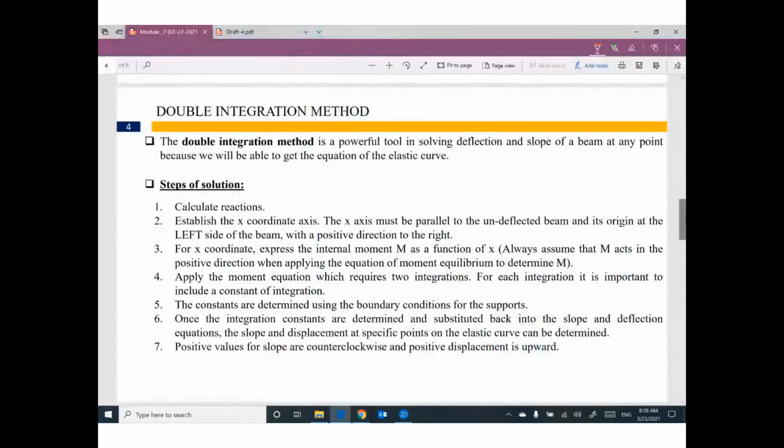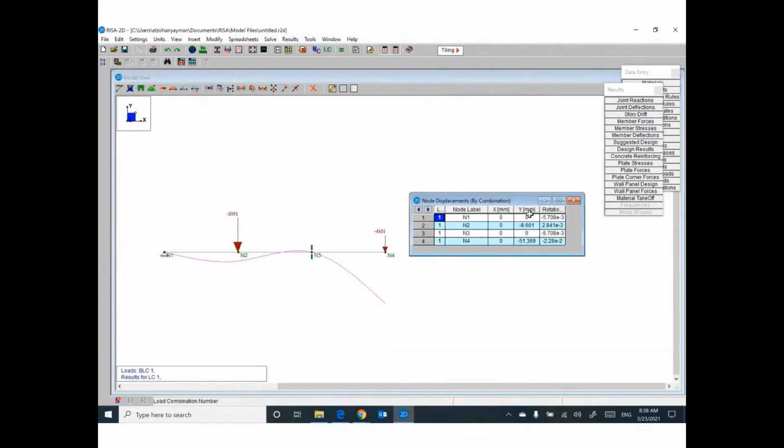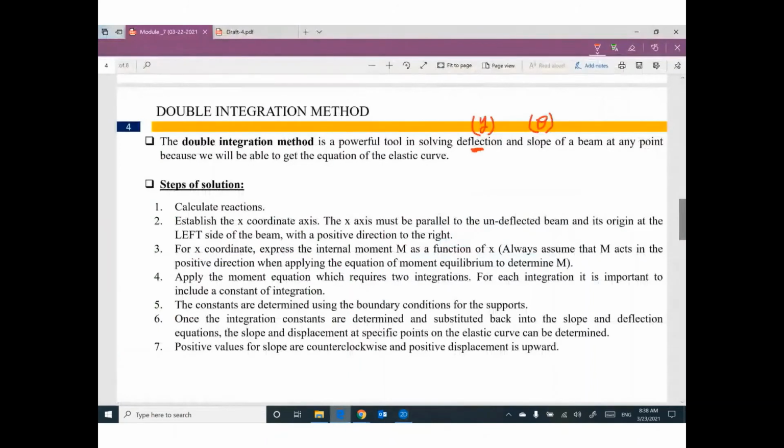Okay, let's start with the first method, double integration method. Double integration method is a powerful tool in solving deflection. Why? Slope theta, y and theta at any point of a beam, because we will be able to get the equation of the elastic curve. We have 7 steps. Unfortunately, sometimes it's a good news, sometimes it's a bad news.